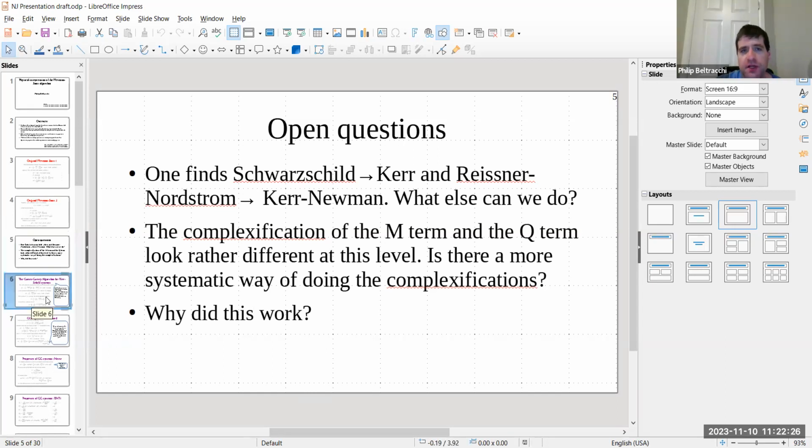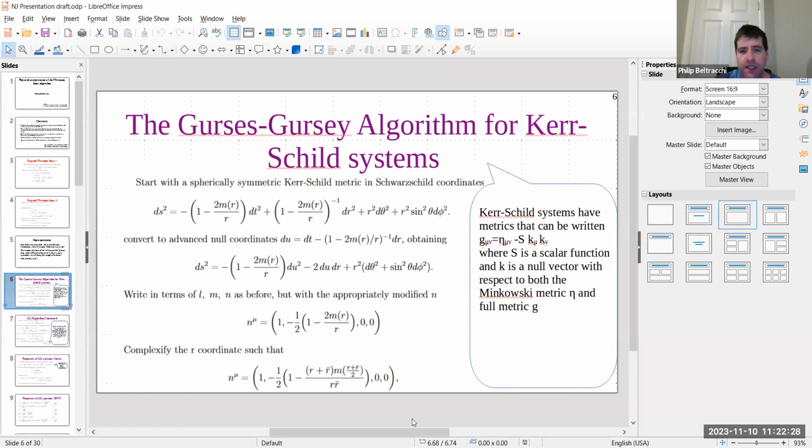These questions are partly answered by the Gurses-Gursey extension for Kerr-Schild systems. Kerr-Schild systems have a special symmetry in that they can be written in terms of the Minkowski metric, a scalar function, and a special vector which is null with respect to both the Minkowski metric and the full metric.